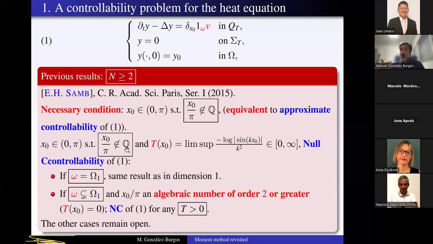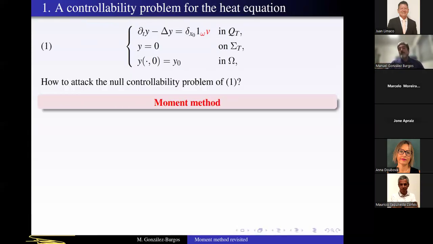In the other case, the general case, in which omega is different from omega 1, and only in the case in which x0 over pi is an algebraic number of order 2 or greater, the minimal time is equal to 0. Well, in this case, Lat-G-Sam proved the null controllability result for this system at any positive time T. And the other cases remain open. Then, in our case, this is our objective: to prove the null controllability of system 1 in the general case in which omega 1 is a part of omega.